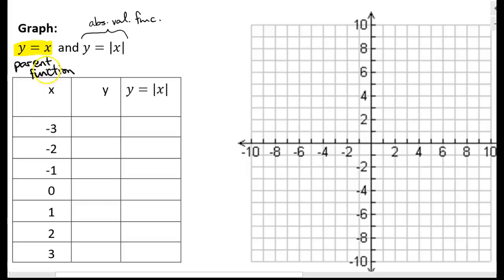So when you go to graph an absolute value function, or any function really that we want to manipulate, the key thing you want to understand is that we've got our parent function that we're going to then change. So we can start by figuring out our points on our parent function. So y equals x, so they're going to be the same value. So when x is -3, y is -3, and so forth.